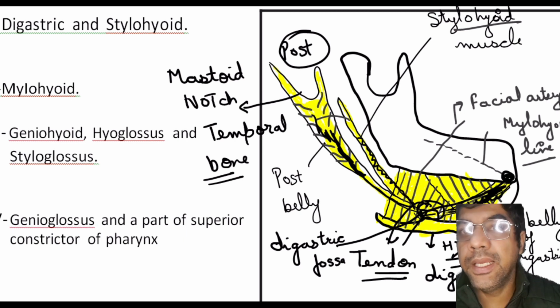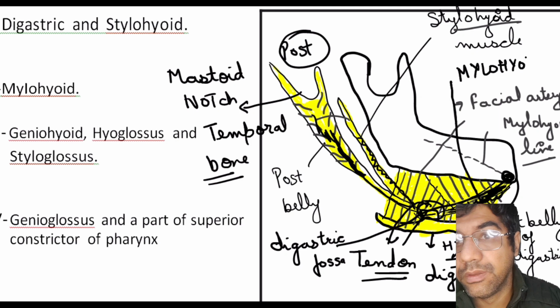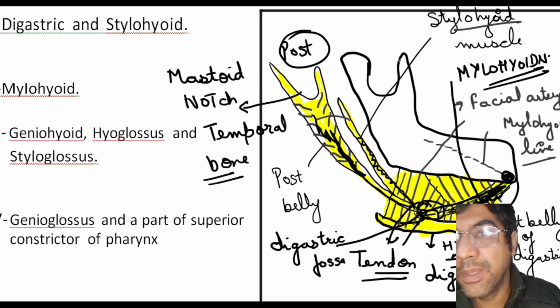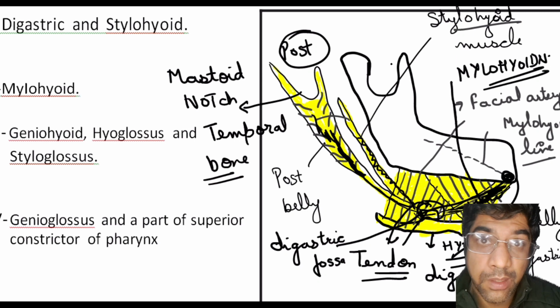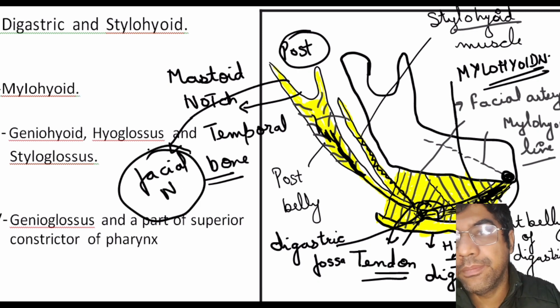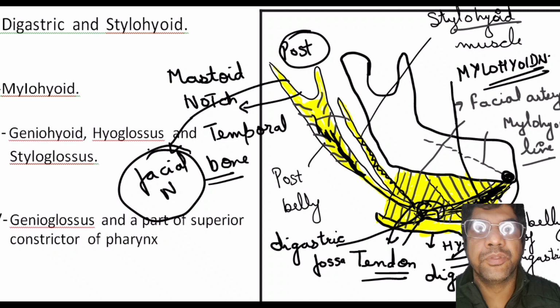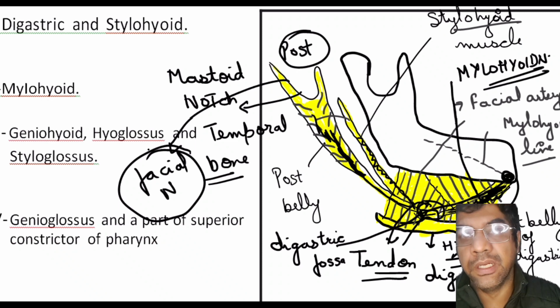Now the nerve supply: the anterior belly is controlled by a nerve related to the mylohyoid nerve, right? And the posterior belly is controlled by the facial nerve. These are important MCQs that you can get in your exam: the anterior belly is controlled by a nerve related to the mylohyoid nerve, and the posterior belly is controlled by the facial nerve.